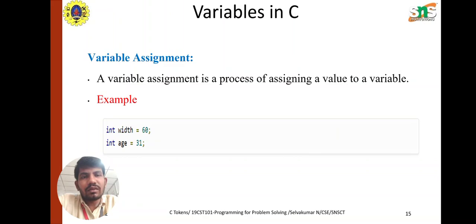Variable assignment. A variable assignment is the process of assigning a value to the variable. Example: int width equal to 60, int age equal to 31.